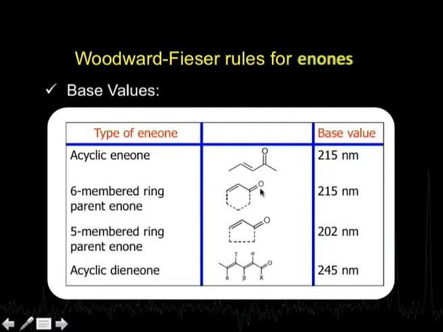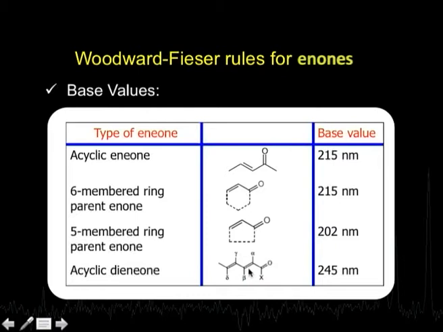But if you have a chromophore where part of it is a part of a 6-membered ring, then again the value is 215 nanometers. That means the ring doesn't affect the lambda max position. But if I have a 5-membered ring, the value is 202 nanometers, that is, there is a decrease in the value. And if you have an acyclic dienone, that means there is a further conjugation, this is my chromophore here.